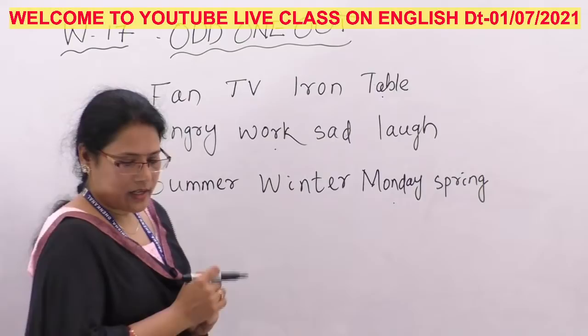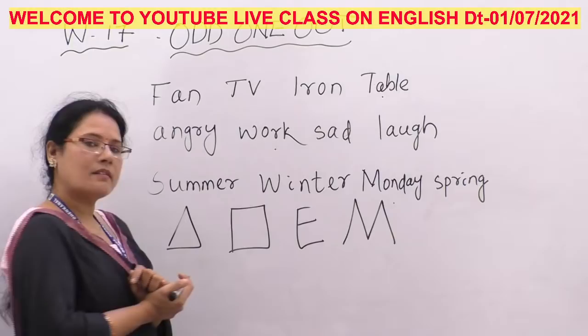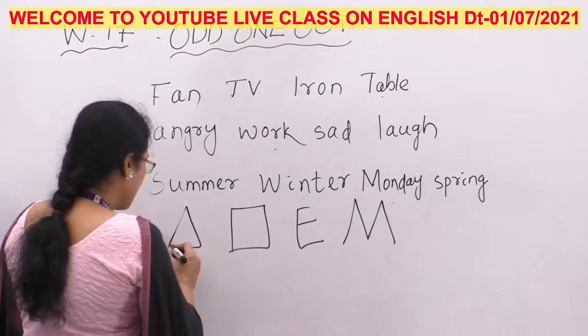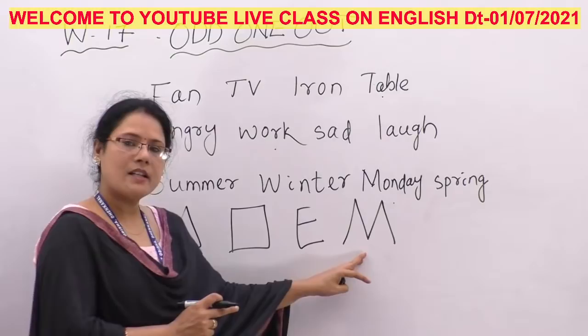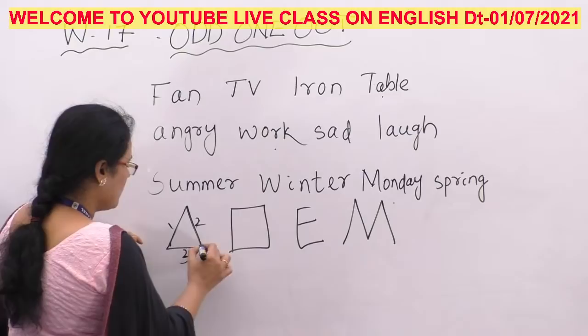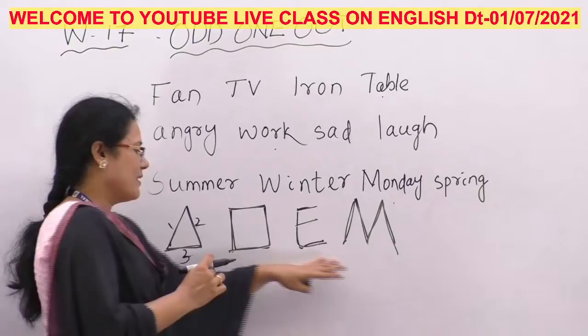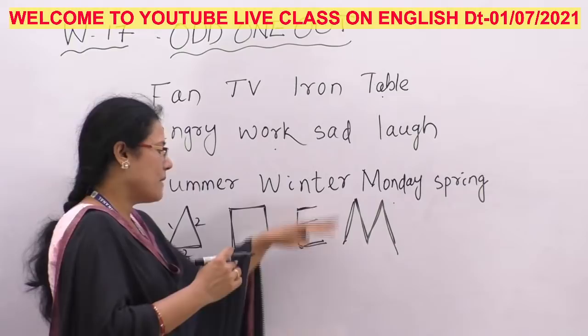Now, students, the last one. Look: triangle, square, E and M. Tell me, who is the different one? Two of these are shapes and two are letters. How will we find out? Look at the strokes. 1 2 3. Yes or no? E and M have four line segments, right or not? Here the others have four strokes or lines but this one has three. That is why this image is different.